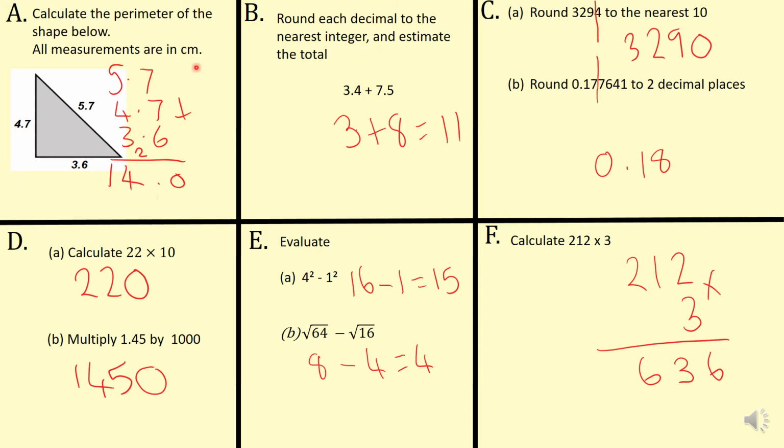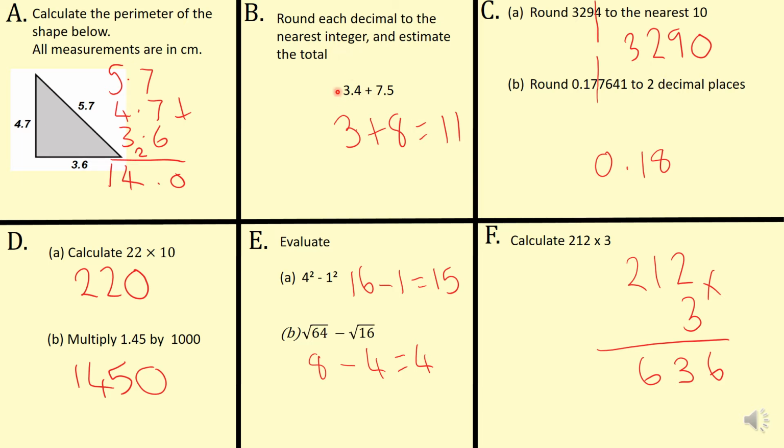And always perimeter is the same unit. So if these lengths are in centimeter, the unit for perimeter would be centimeter as well. So your last answer is 14 centimeter. Question number 2 is asking you to round each decimal to nearest integer. Integer is the whole number.